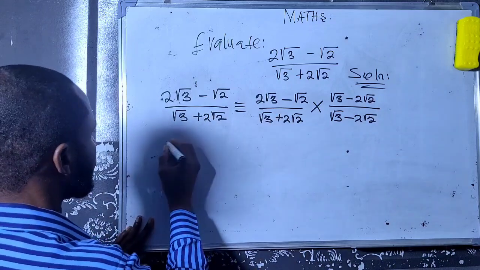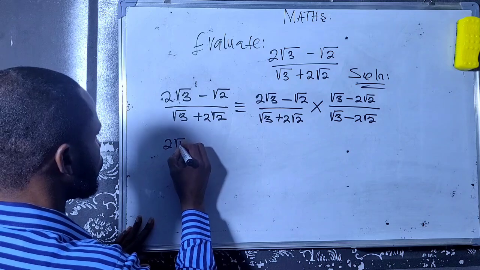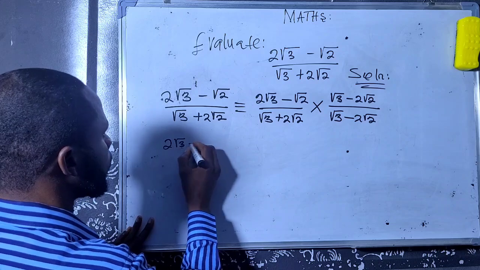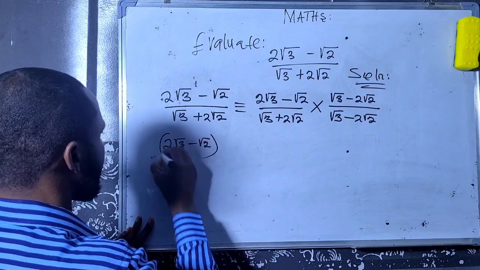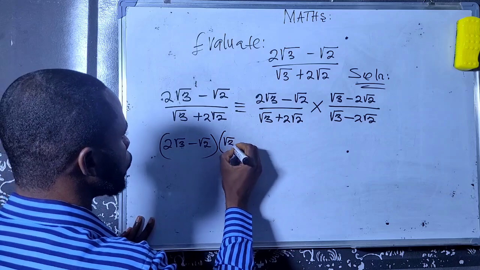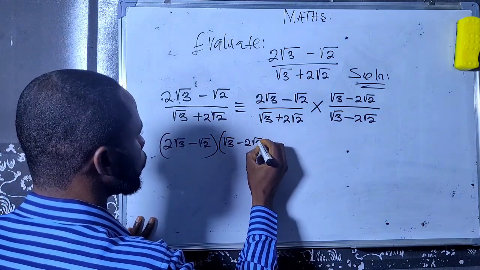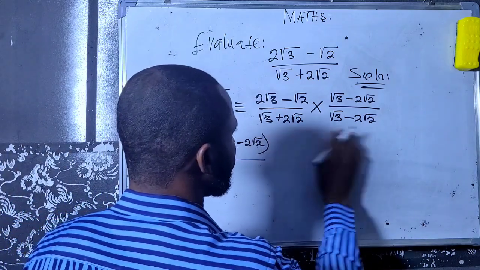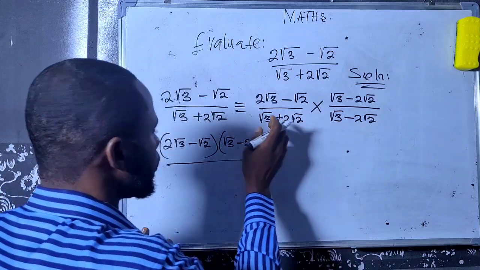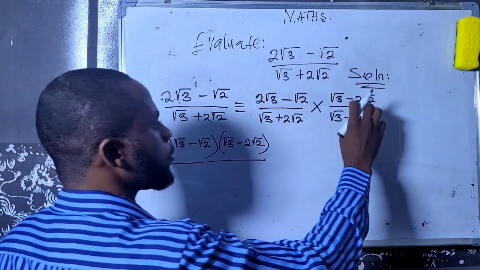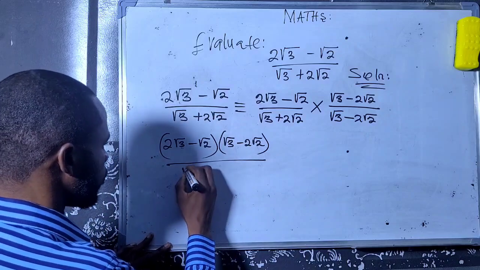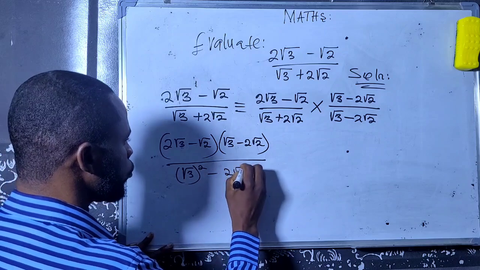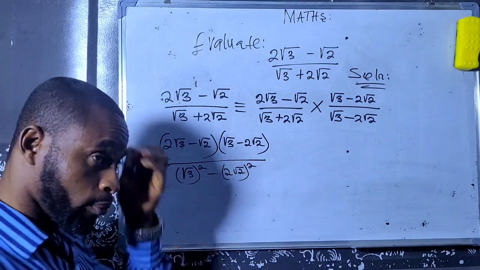You are going to have here 2 root 3 minus root 2 into root 3 minus 2 root 2 in brackets, then divided by, in this denominator, we are going to take the difference of two squares. That means we are going to take this and square it and take this and square it, and we are going to have root 3 all squared minus 2 root 2 all squared.